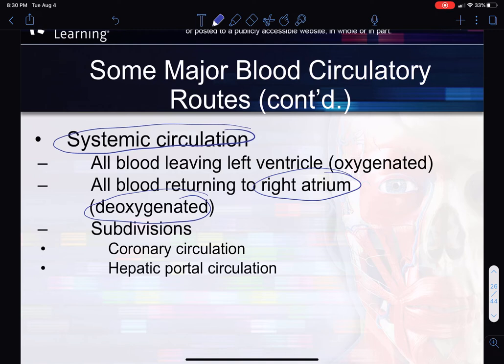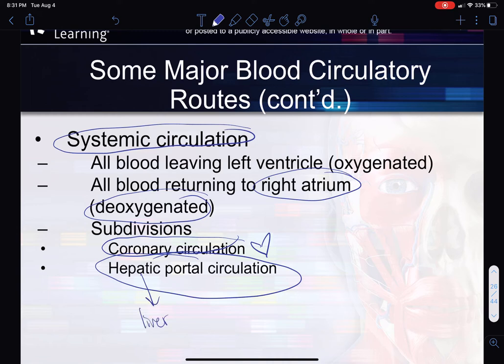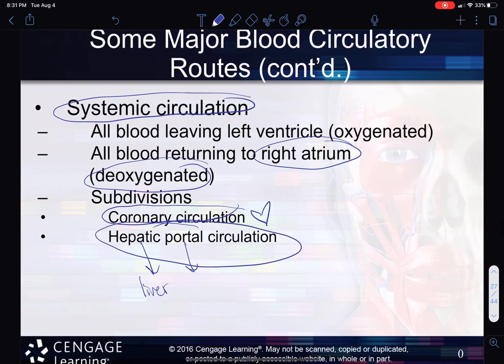The systemic circuit can be divided into a bunch of different divisions. Some of the ones that we list here are the coronary circulation, so this is blood that actually goes to the heart muscle itself. And then we also have hepatic portal circulation, and anything hepatic means liver. We'll talk about what portals are later in this semester, but this is essentially providing blood to the digestive system to help clean out any debris that wasn't already previously cleaned up.